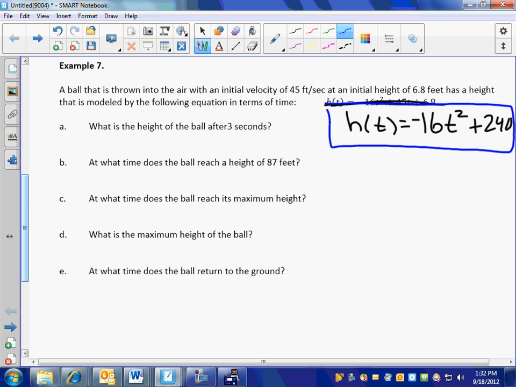How would I figure out where it is after 3 seconds? After 3 seconds, what would I do? Plug it in. So we say h of 3 is equal to negative 16 times 3 squared plus 240. 3 squared is 9 times negative 16 is negative 144 plus 240. 96. Somebody checking this on a calculator? Very good. Ben was here first hour. Okay, 96 feet.